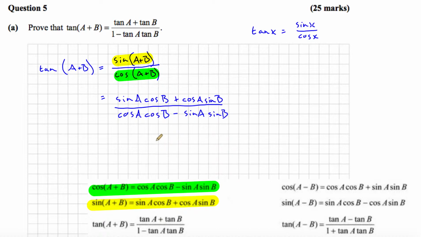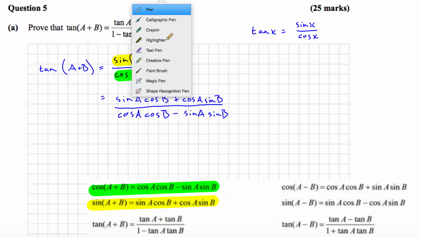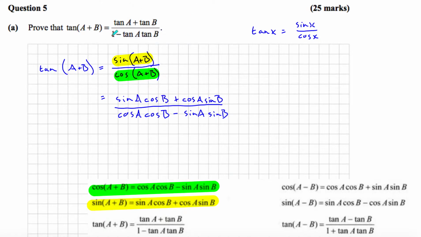Okay, so now you can see here that we've got the general shape of what we're trying to get to. We've got something plus something on top, something plus something on top, and something minus something on the denominator, the bottom. So you're trying to get this to become this. The easy thing to remember here is that if you look at the simplest part, you're trying to get the number 1 from this here, because the bottom left-hand corner here is the bottom left-hand corner here. So how do you go from cos A cos B to 1?